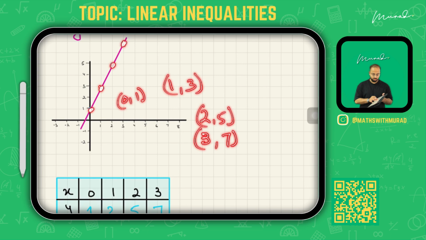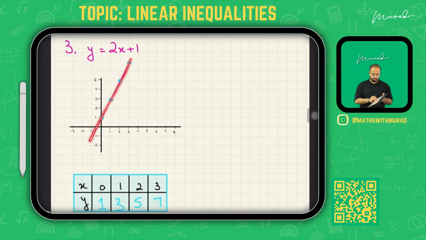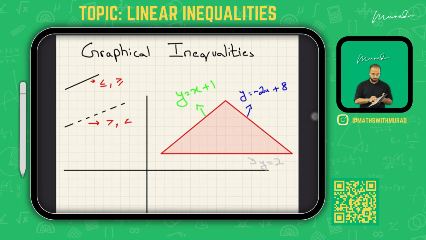So I have just plotted these coordinates. Now I will take my scale and simply draw this straight line. As you can see, there's a straight line drawn for this equation. So whenever the examiner asks you to draw a straight line, you follow these kinds of simple steps.